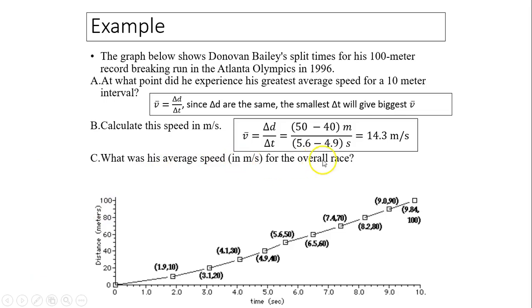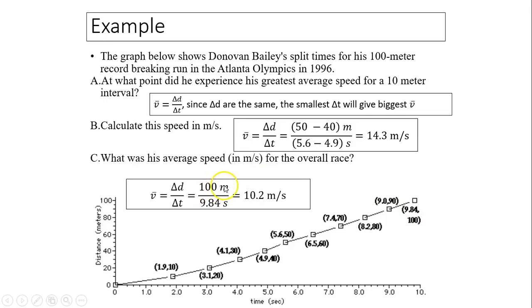What was his average speed for the overall race? His average speed is total distance divided by total time. Total distance is 100 meters, total time is 9.84 seconds. The answer is 10.2 meters per second. As you can see, the average speed for the total run is different from the speed in each time interval. This is like instantaneous speed.